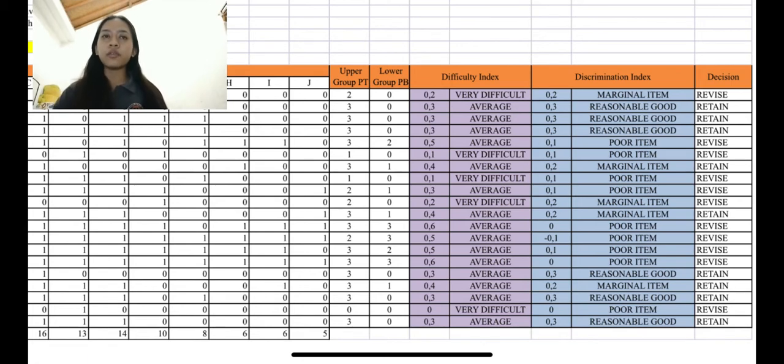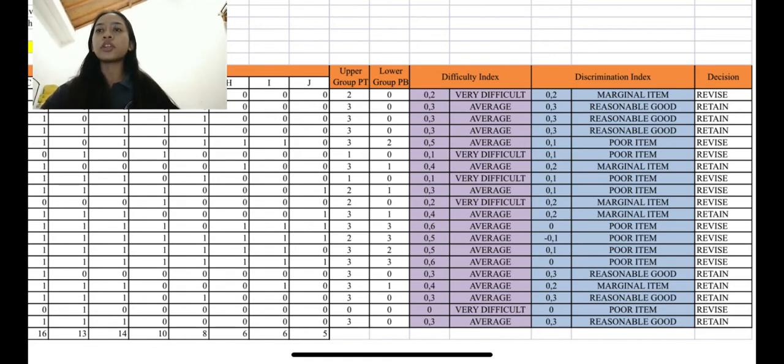So if it was 0.76 until 1.00, it's very easy. The difficulty index is very easy. If it was 0.25 until 0.75, it is included to be average. The difficulty index is average.